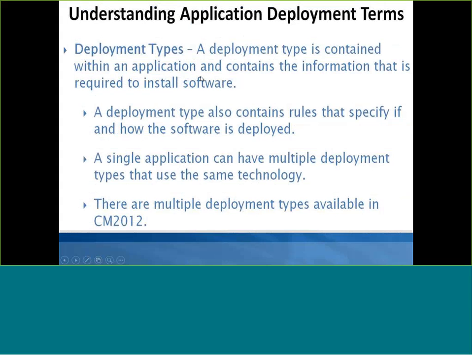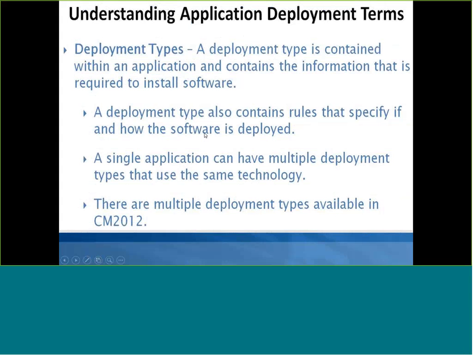Deployment types. A deployment type is contained within an application and contains the information that is required to install software. These are very basic things. When we start doing it, we're going to know, oh, that's the deployment type. A deployment type also contains rules that specify if and how the software is deployed.